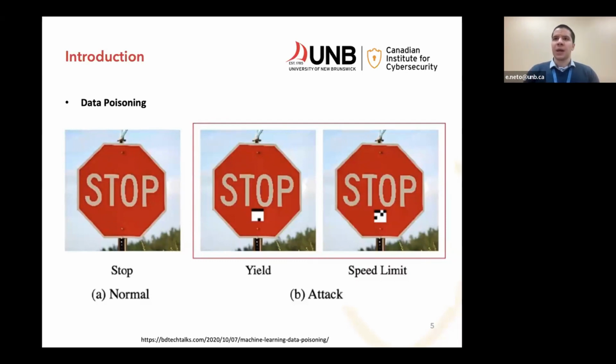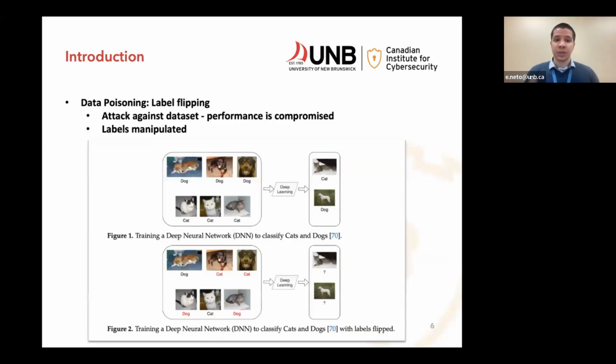Of course, it can happen in so many different ways with so many different objectives. In terms of data poisoning, there are many different ways that people can attack training data. There's a particular attack, which is label flipping. Basically, the instances in the data set are intentionally mislabeled, and then it compromises the performance of the model.